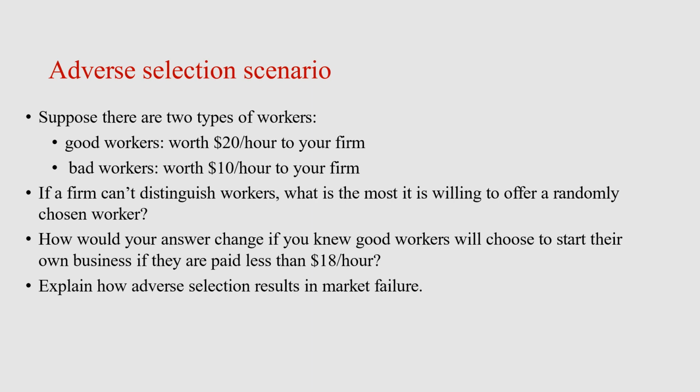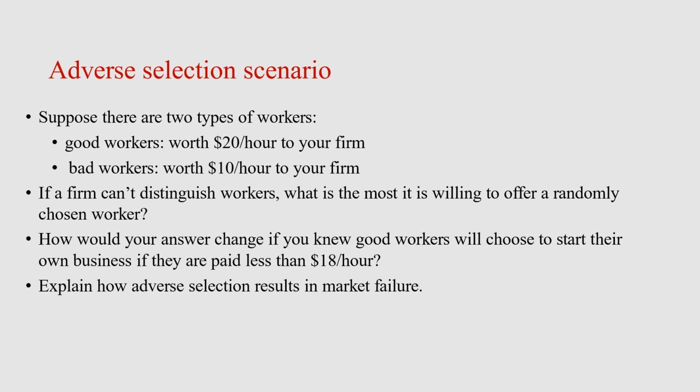So an adverse selection scenario is the one we were just talking about in terms of quality of workers. Suppose there are two types of workers. Good workers are worth $20 an hour to your firm. Bad workers are only worth $10 an hour to your firm. But you can't distinguish between the workers. What is the most it is willing to offer randomly to a chosen worker?